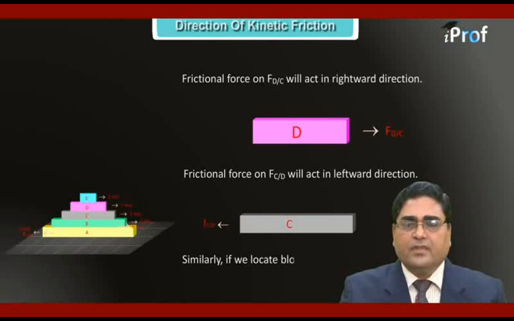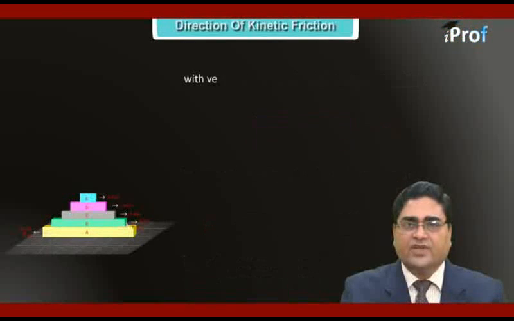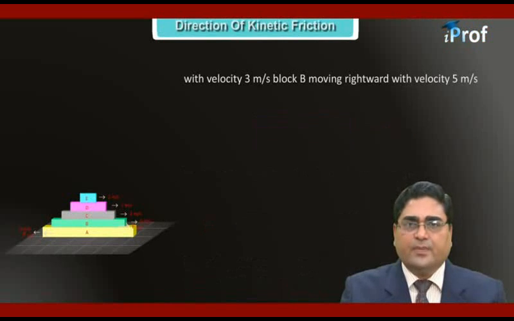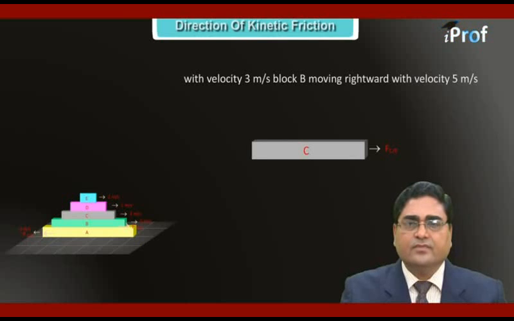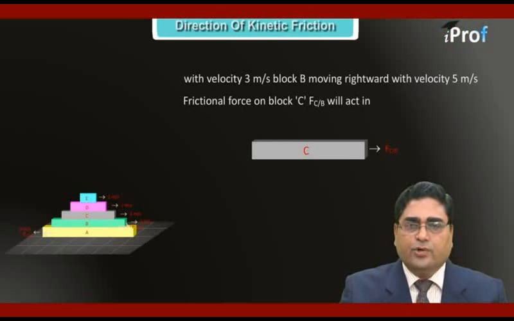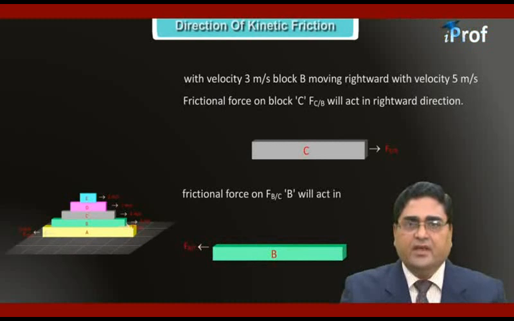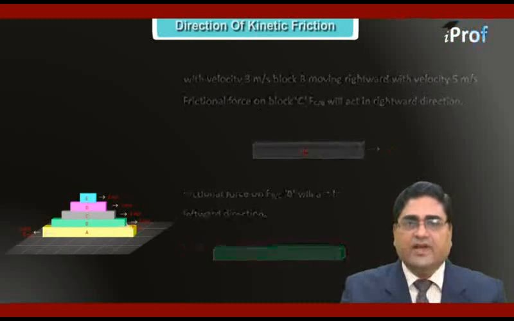Similarly, if we look at the case of block B and C, block C is moving rightward with velocity 3 meter per second and block B is moving rightward with velocity 5 meter per second. So block C will have a tendency to retard the motion of block B, and block B will have a tendency to increase the speed of block C. So frictional force on block C due to block B will act in rightward direction, while frictional force on B due to C will act in leftward direction.